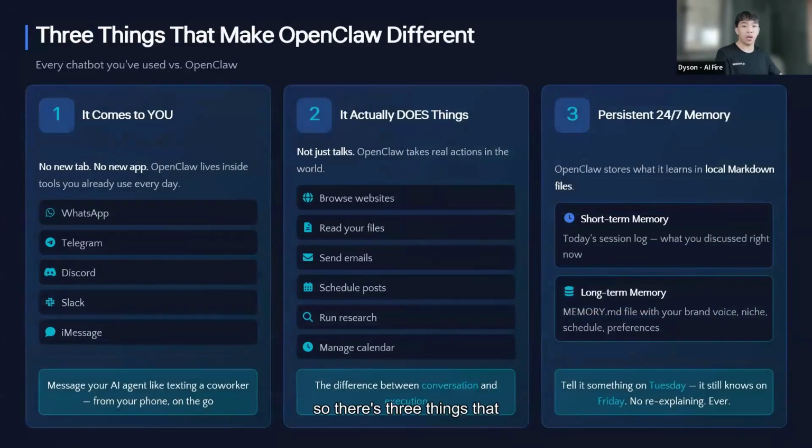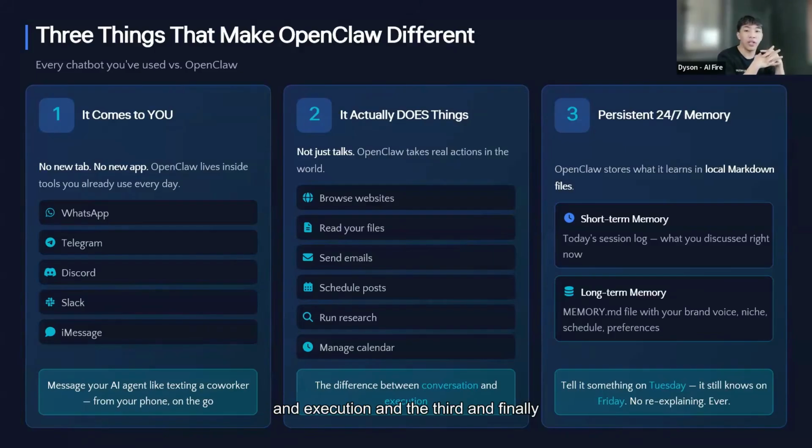There are three things that make it fundamentally different. The first one is it comes to you. OpenClaw doesn't live in another tab. It lives inside the tools you use every day, like WhatsApp, Telegram, Discord, or iMessage. So you message it like texting a coworker. Secondly, it actually does things. A regular chatbot gives you an answer, and OpenClaw takes action. It can browse websites, read your files, send emails, schedule posts, run research, and manage your calendar. And that's the difference between conversation and execution.